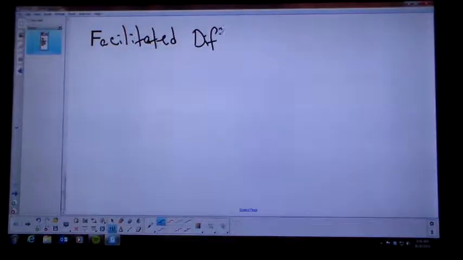I don't know how that's typed, but that's kind of cool. Facilitated diffusion. When you facilitate something, what does that mean? If you're a facilitator... fill it up? No. Facilitate means you help with, you oversee, you kind of do whatever needs to be done to help things across. This is what facilitated diffusion is.